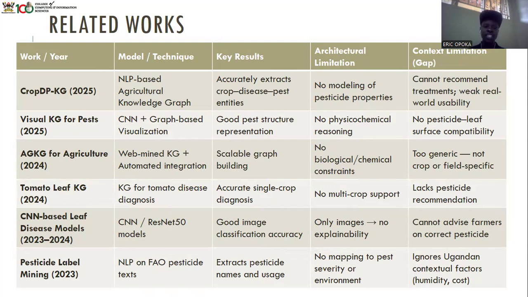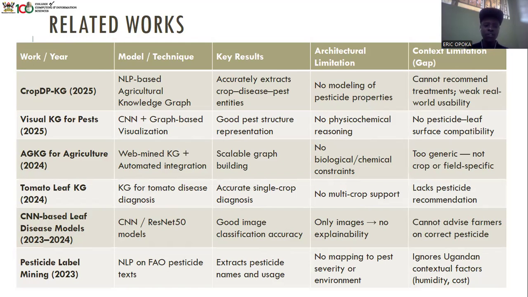We have Visual KG for pest, also from 2025. This one has no physicochemical reasoning. Our system has physicochemical reasoning, which ensures that a particular pesticide and leaf are compatible enough. We have AKG for agriculture, which had a limitation of no biological or chemical constraints. It is too generic, not crop or field specific. Our case is a little wider, which works on this problem. It talks about specific fields and the rest also.